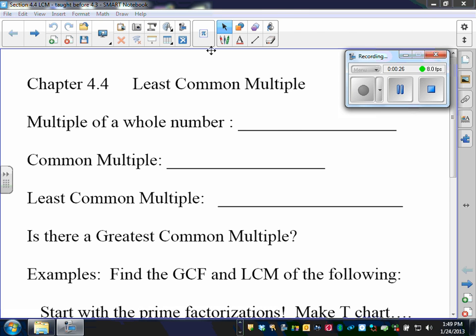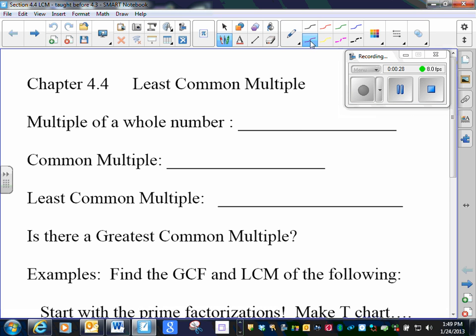So in this section, I am going to introduce the least common multiple, but I'm also reviewing what we did in 4.2, which was the greatest common factor. So for those of you that missed the 4.2 notes, this will also be a lesson to help you understand what we did prior to 4.4. These definitions are in your textbook: the multiple of a whole number, the common multiple, and the least common multiple. And I'm going to let you just get those out of the textbook.